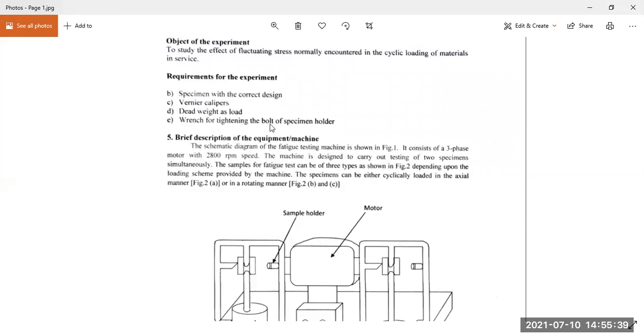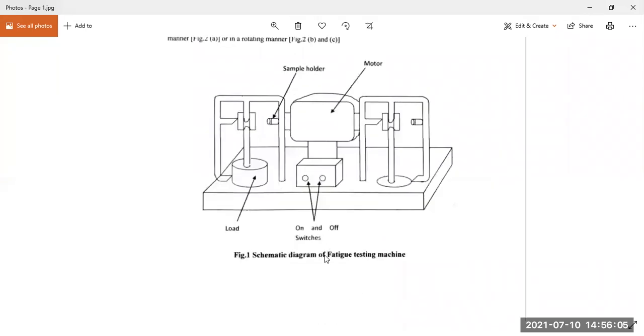Now, we record the specimen dimensions. We use a mild steel shaft, vernier calipers to measure the dimensions, dead weights as the load, the amount of load we are using, and a key for tightening the specimen holder. You see, there are two portions here. This is the sample holder, and this is the motor itself. And this is the switch for running the machine, and the load is hung here, which will be loaded on the specimen of the machine.